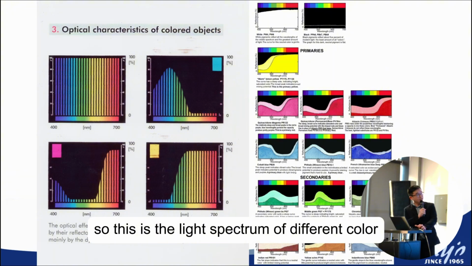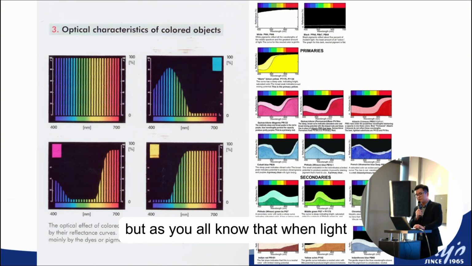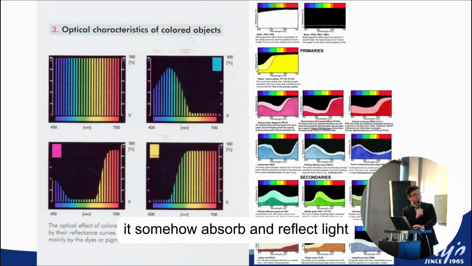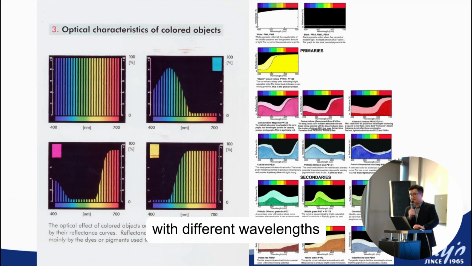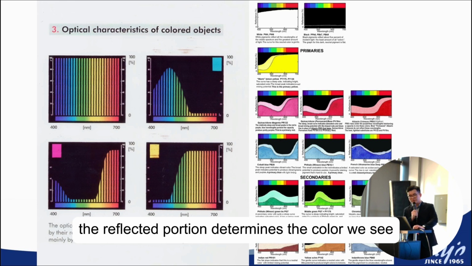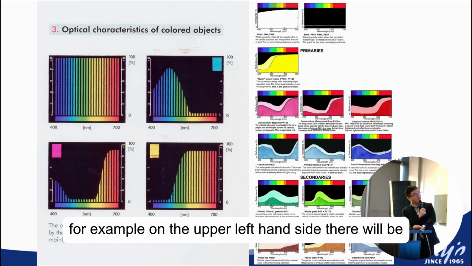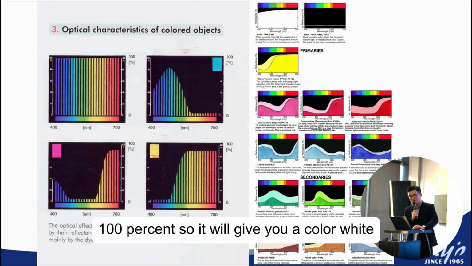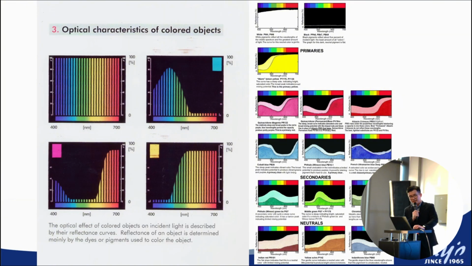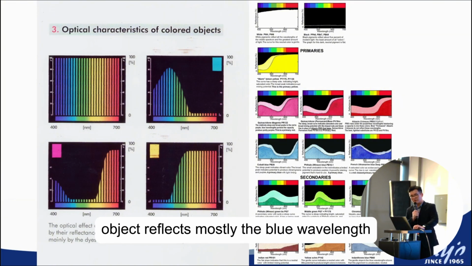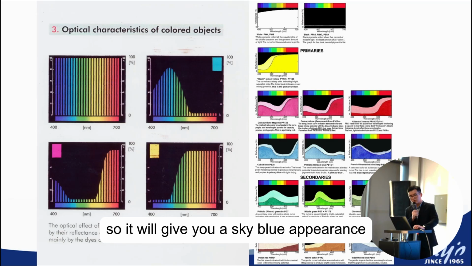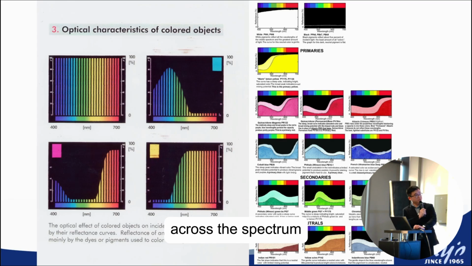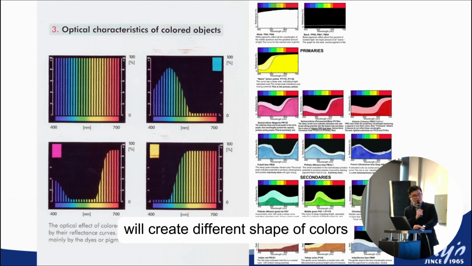So this is the light spectrum of different colors. As you all know, when light shines across an object, it absorbs and reflects light of different wavelengths. The reflected portion determines the color we see. For example, on the upper left-hand side, the reflection of every wavelength of light is 100%, so it will give you the color white. On the upper right-hand side, the object reflects mostly the blue wavelengths, so it will give you a sky blue appearance. So different absorption and reflection patterns across the spectrum create different shades of color.